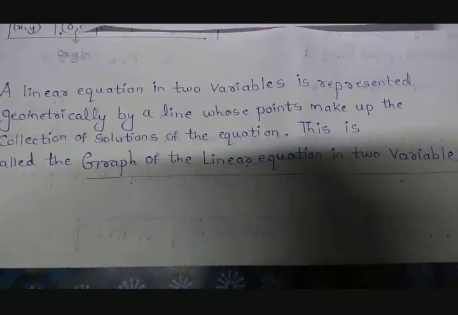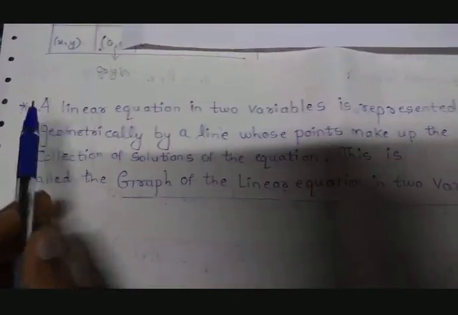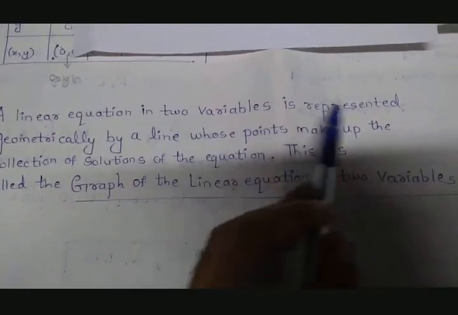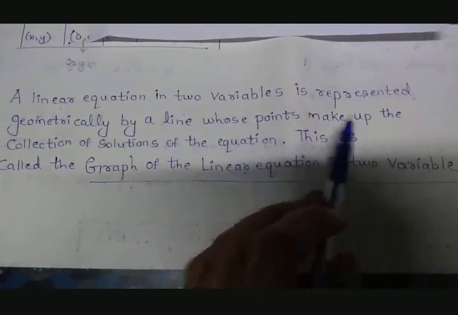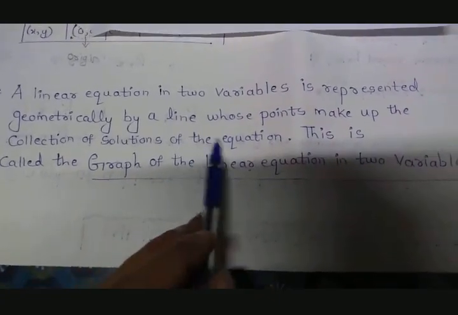Now coming to the definition of a graph of a linear equation in two variables, as I have already told, I will be explaining the meaning of this graph with the help of examples. Now that we have solved the example, let us come to the definition. A linear equation in two variables is represented geometrically by a line whose points make up the collection of solutions of the equation. This is called the graph of the linear equation in two variables.